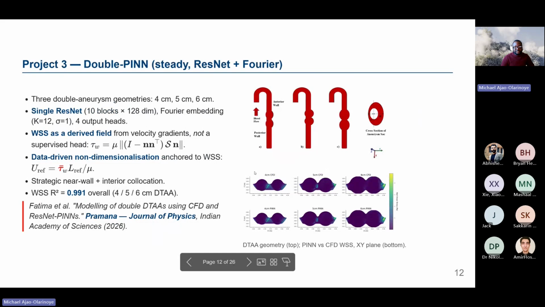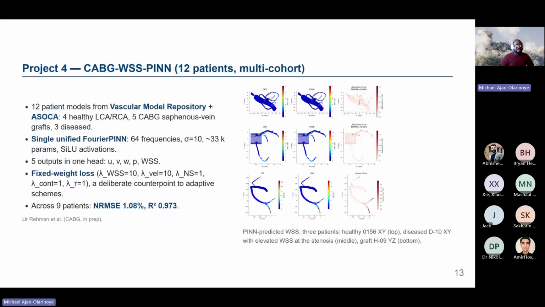Okay, so as you can see, the predictions of the PINNs were relatively close to the actual original CFD generated at each of the aneurysm geometric diameters. These also produce very good results in a supervised learning training way, which is also published. Now the third one is based on a graft example.